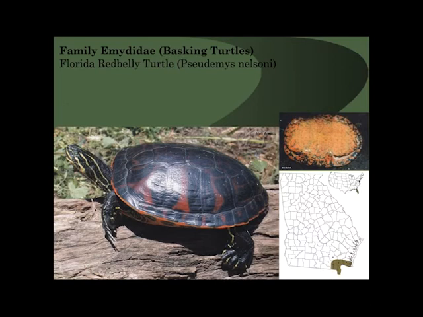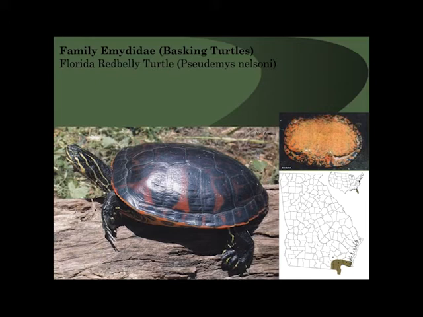Florida red-bellied turtles, Pseudemys nelsoni, just barely enter the state in the southeast corner. This is a turtle of slow-moving or still tannin-stained water and even occurs in brackish water. In Georgia, this turtle has been found in the Okefenokee Swamp, the St. Mary's River, and in freshwater ponds on Cumberland Island.